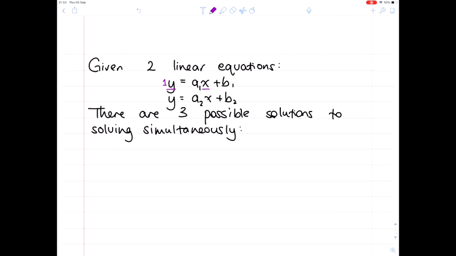And if we have two linear equations, so we have two equations for straight lines, then there are three possible solutions when we try and solve these two equations simultaneously. One option is that we get a single point of intersection for our two lines. And this means that our solution set contains just that point.